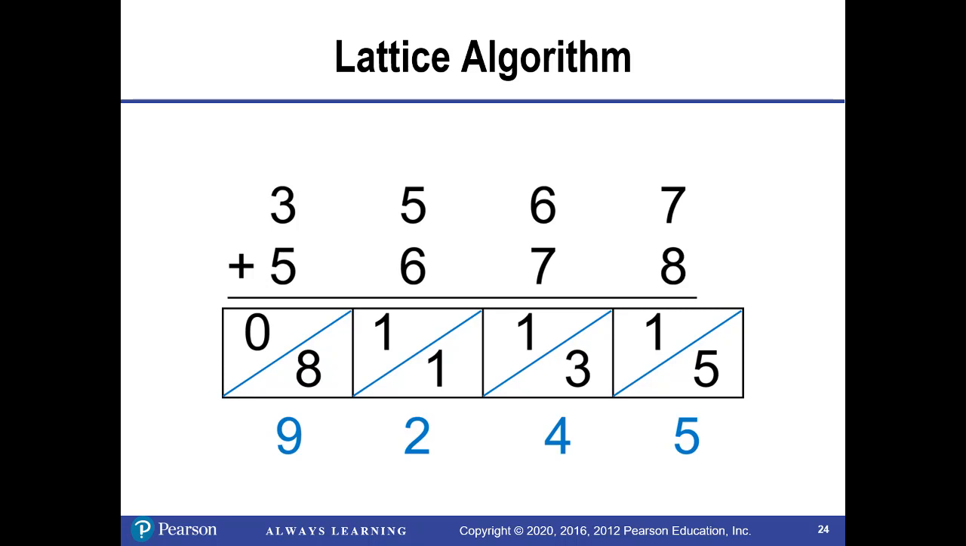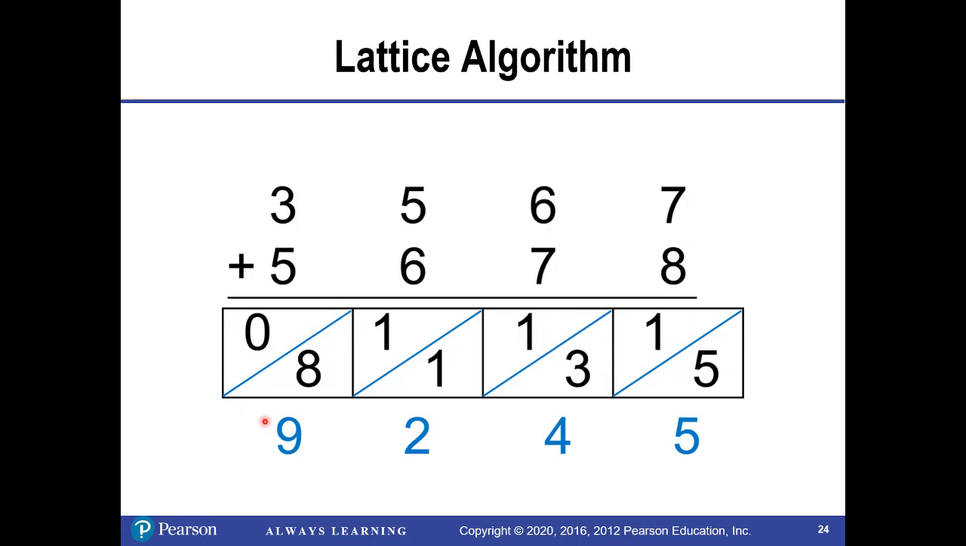But what it does is for each column, you put the answer right underneath it diagonally. So notice 3 plus 5 is 0, 8. And this is a thing that students will struggle with. They'll want to put 80 or 88 instead of 0, 8 here. 5 plus 6 is 11. 6 plus 7 is 13. 7 plus 8 is 15.